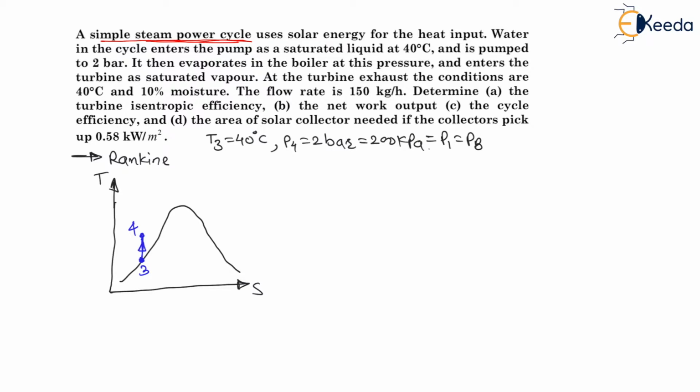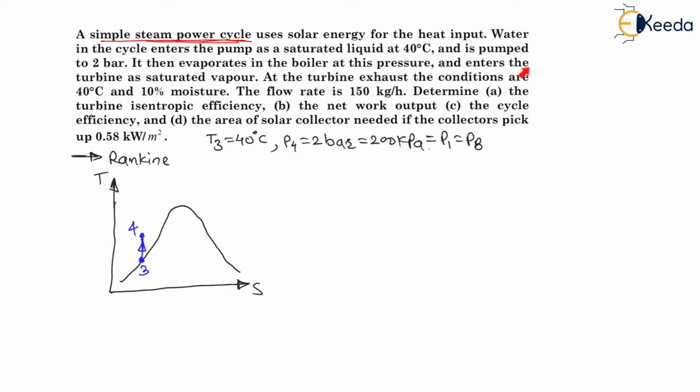So let us read the second statement. It then evaporates in the boiler. See, means from 4 it then evaporates in the boiler at this pressure. Means at 2 bar only it will evaporate in the boiler. Means in the boiler there is a constant pressure heat supply. That is P4 is equal to P1 is equal to boiler pressure is equal to 200 kilopascal, right?